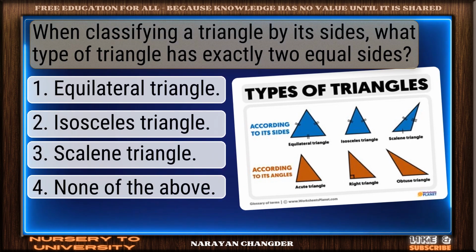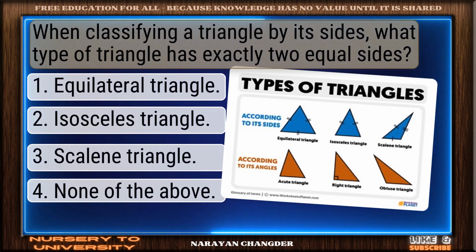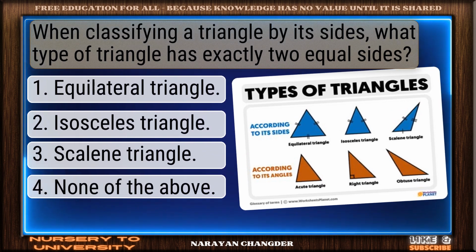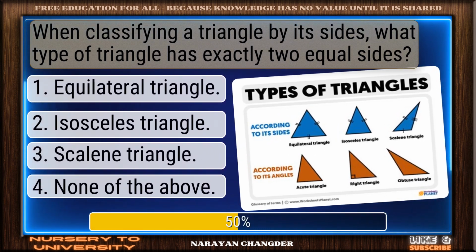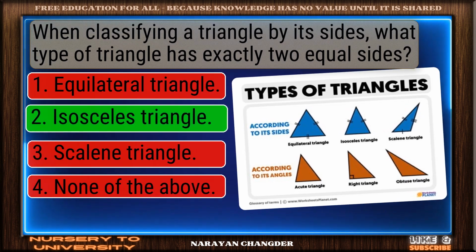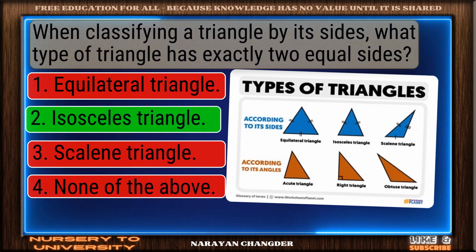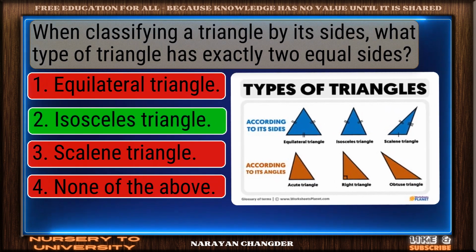Question number 20. When classifying a triangle by its sides, what type of triangle has exactly two equal sides? Excellent. Isosceles triangle is a brilliant choice.